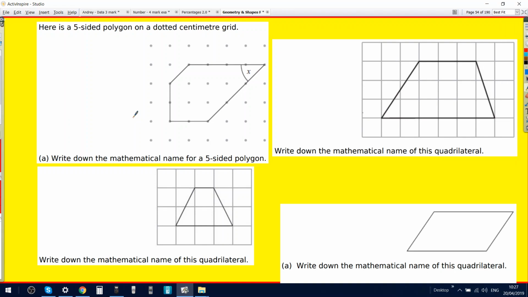Left one? Write down the mathematical name for the 5-sided polygon. Is that a pentagon? Yeah. Bottom right one? Write down the mathematical name. Is that a rhombus? That would be a skewed square. This is a skewed rectangle. Oh, is it a parallelogram? Yeah.